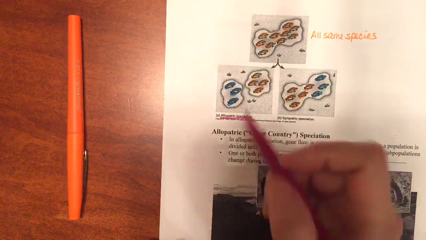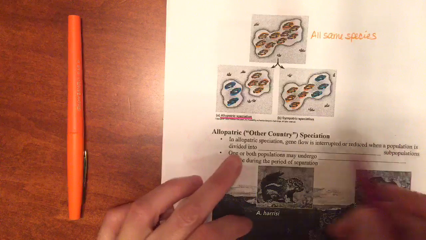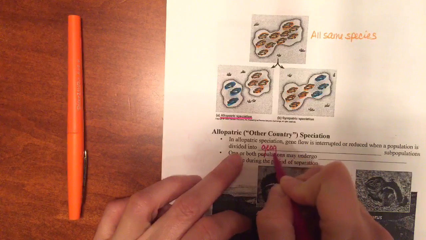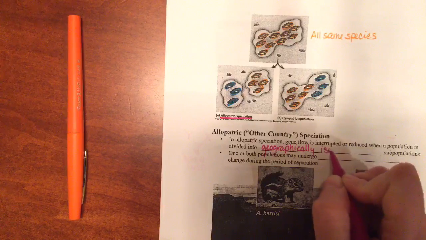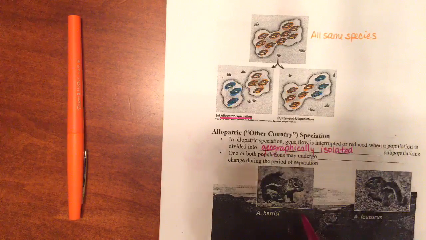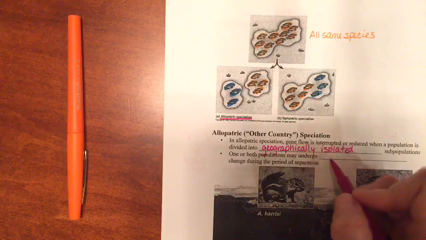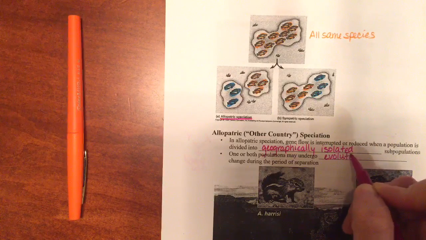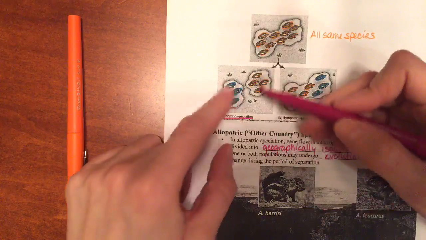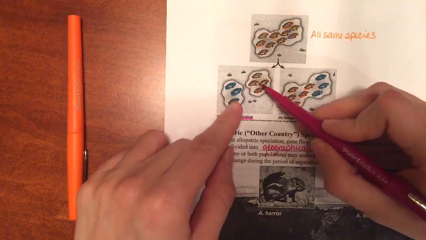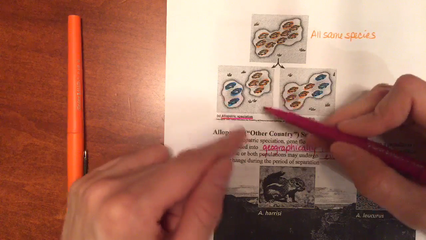All right, and so how does this happen? So in allopatric speciation, gene flow is interrupted or reduced when a population is divided into geographically isolated subpopulations. And that's what we see here. So one or both populations may undergo evolutionary change during the period of separation. So as I said, they can adapt to different environments, and so therefore the frequency of genes can differ and start to diverge and so on.